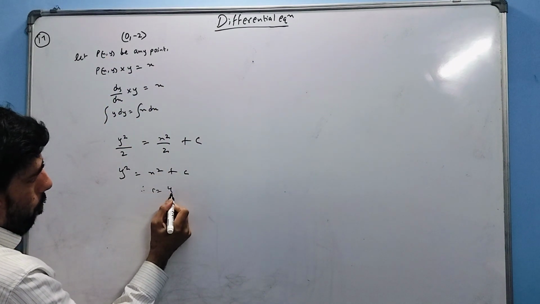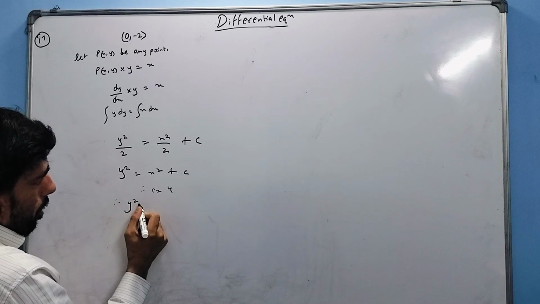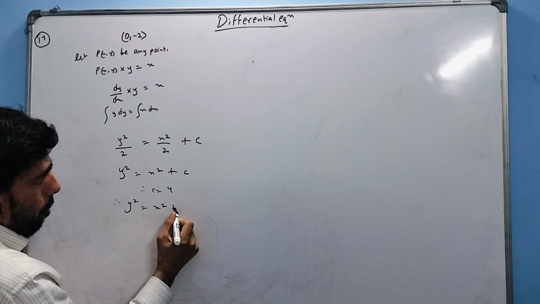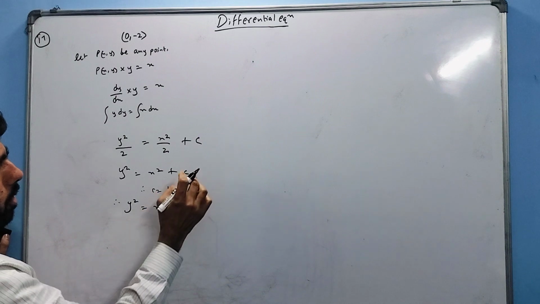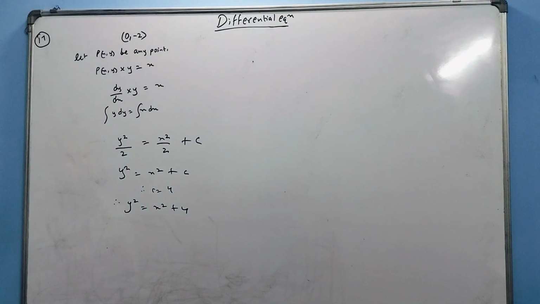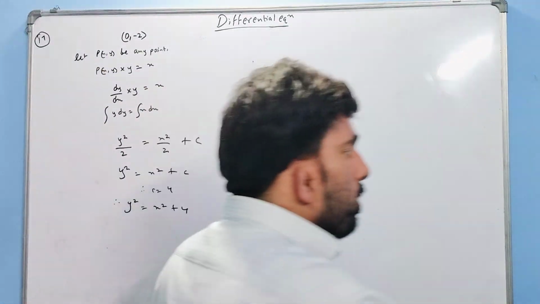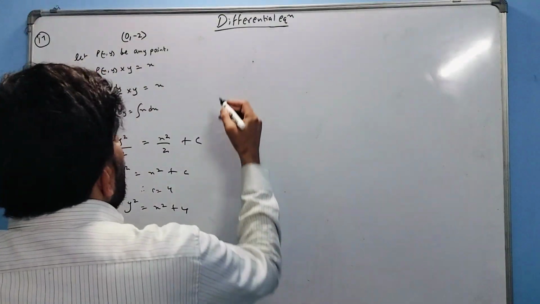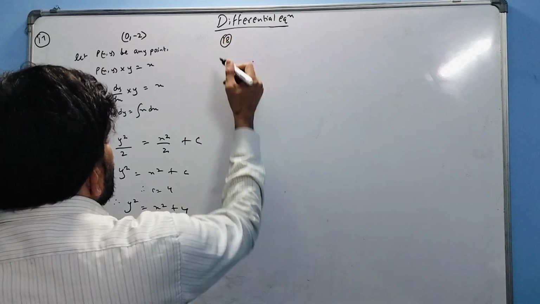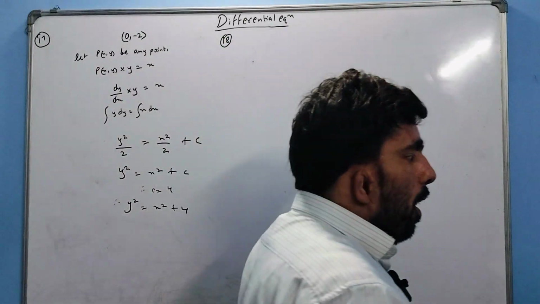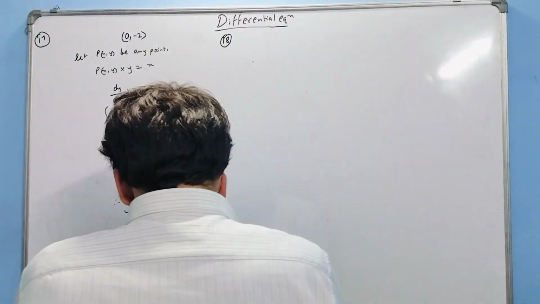So I got my equation, y square is equal to x square plus 4. I put the value of c here. Finally, I got the equation. So now let us try to solve the 18th question. We have just solved only 17 questions. Now we'll try to solve the 18th question.